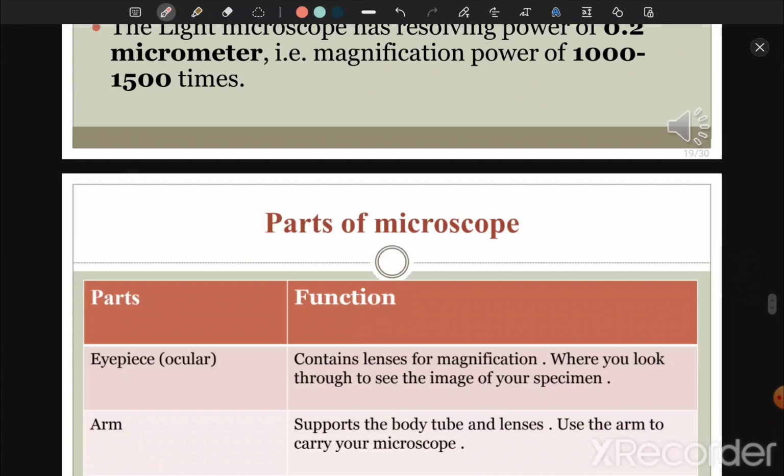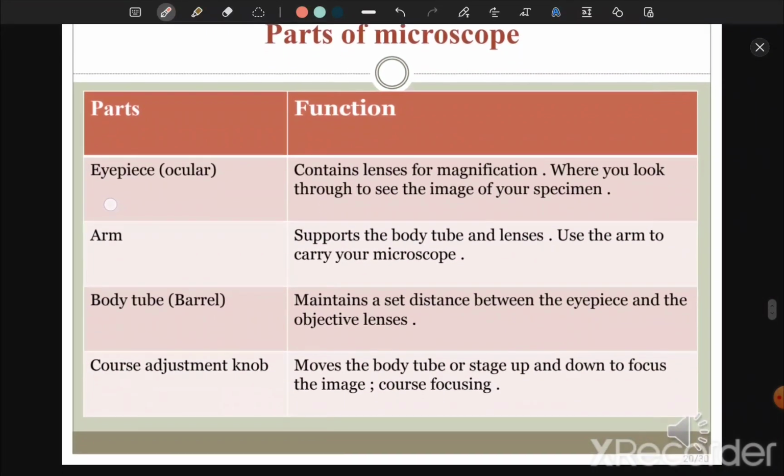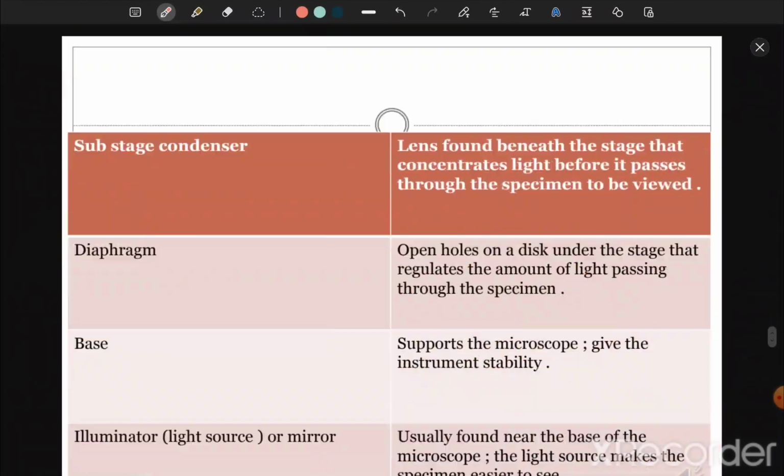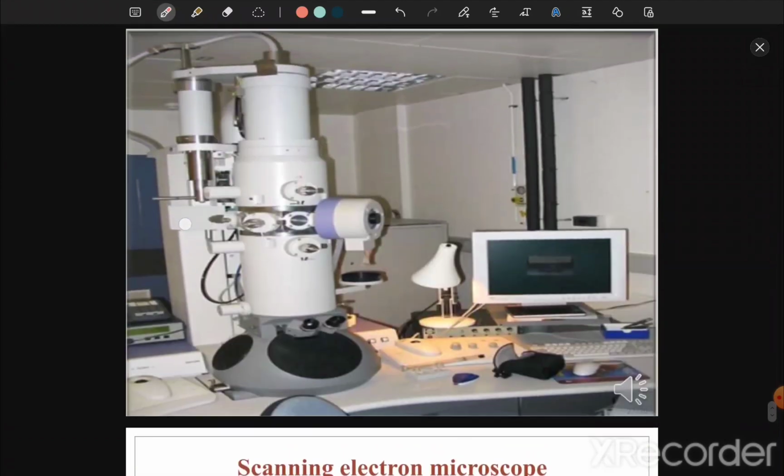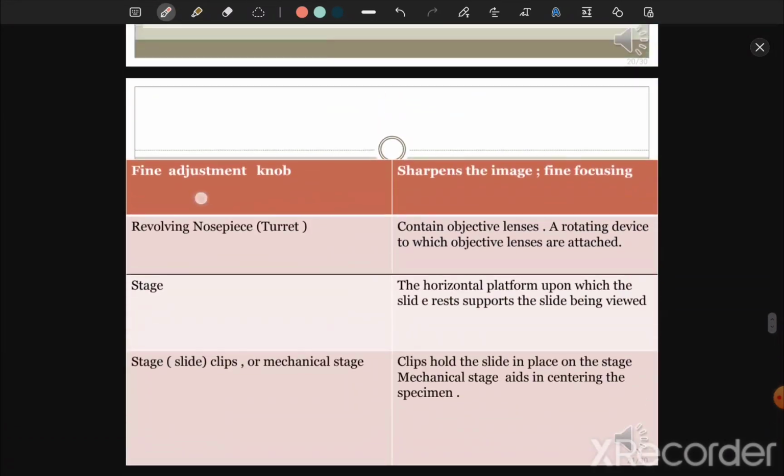So this is a diagram or schematic illustration of the compound type of light microscope, which is usually used for undergraduate studies.